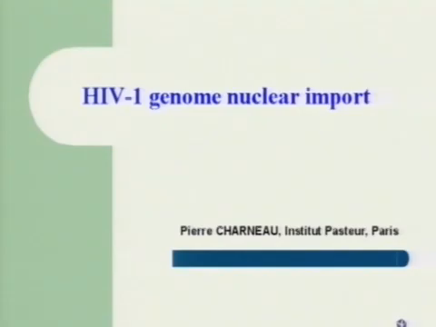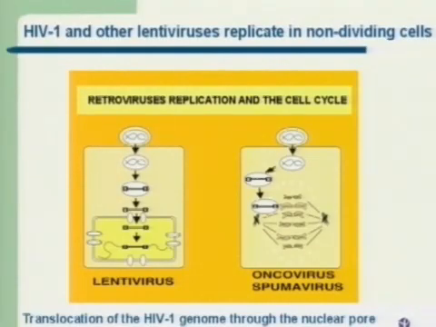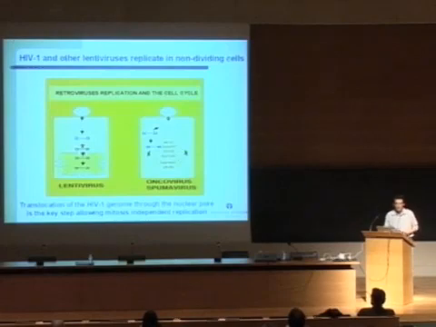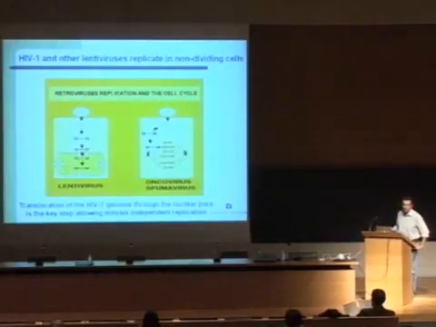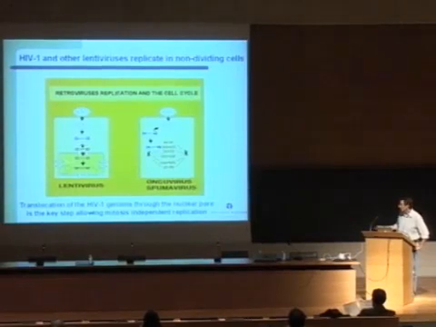My lab is working on the early steps of HIV replication, and HIV has a very particular property in these early steps, which involve everything until integration of the viral DNA into host chromatin. A very particular property, in the sense that lentiviruses can replicate in non-dividing cells. This mitosis-independent replication of lentiviruses, and among them HIV-1, implies that the reverse transcribed DNA has to be translocated through the only entry door of the interphasic nucleus, which is the nuclear pores.